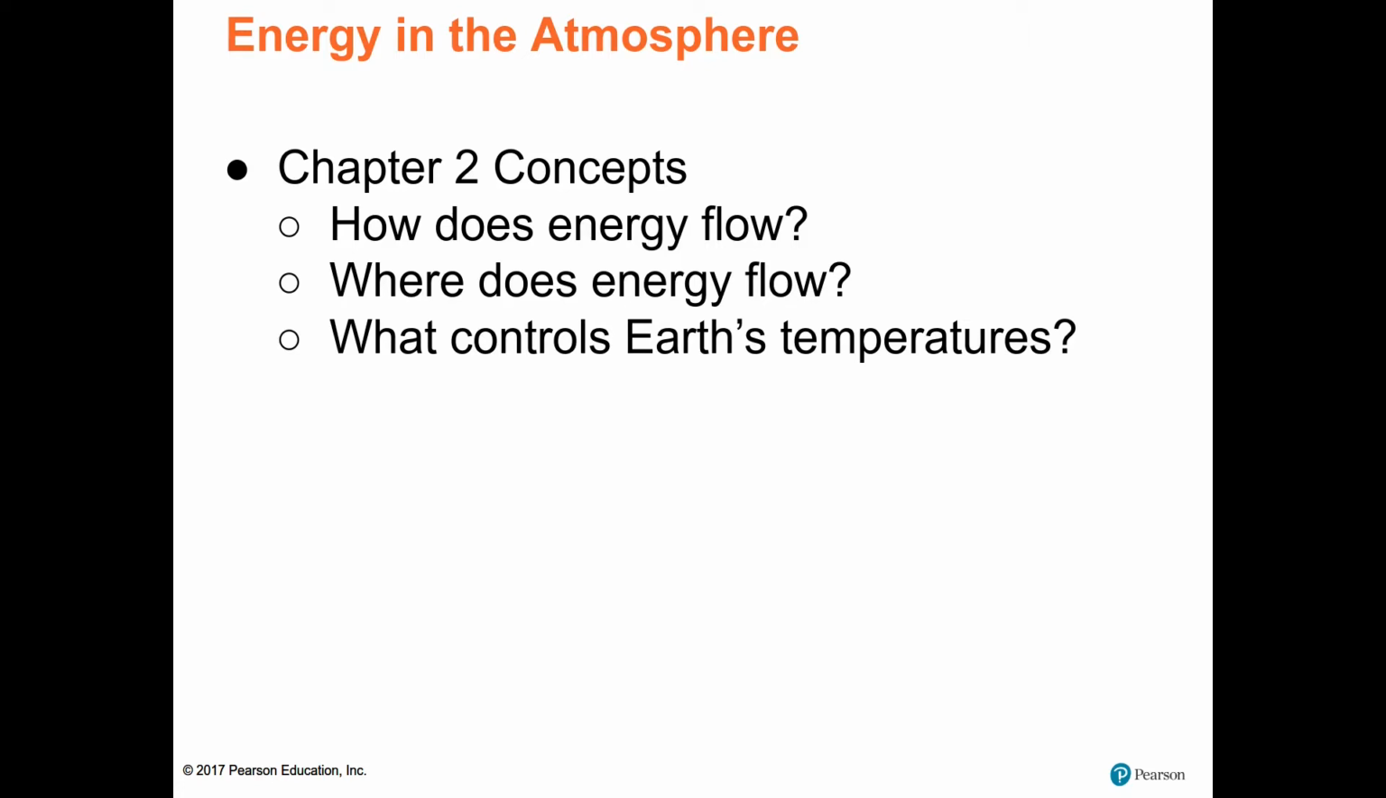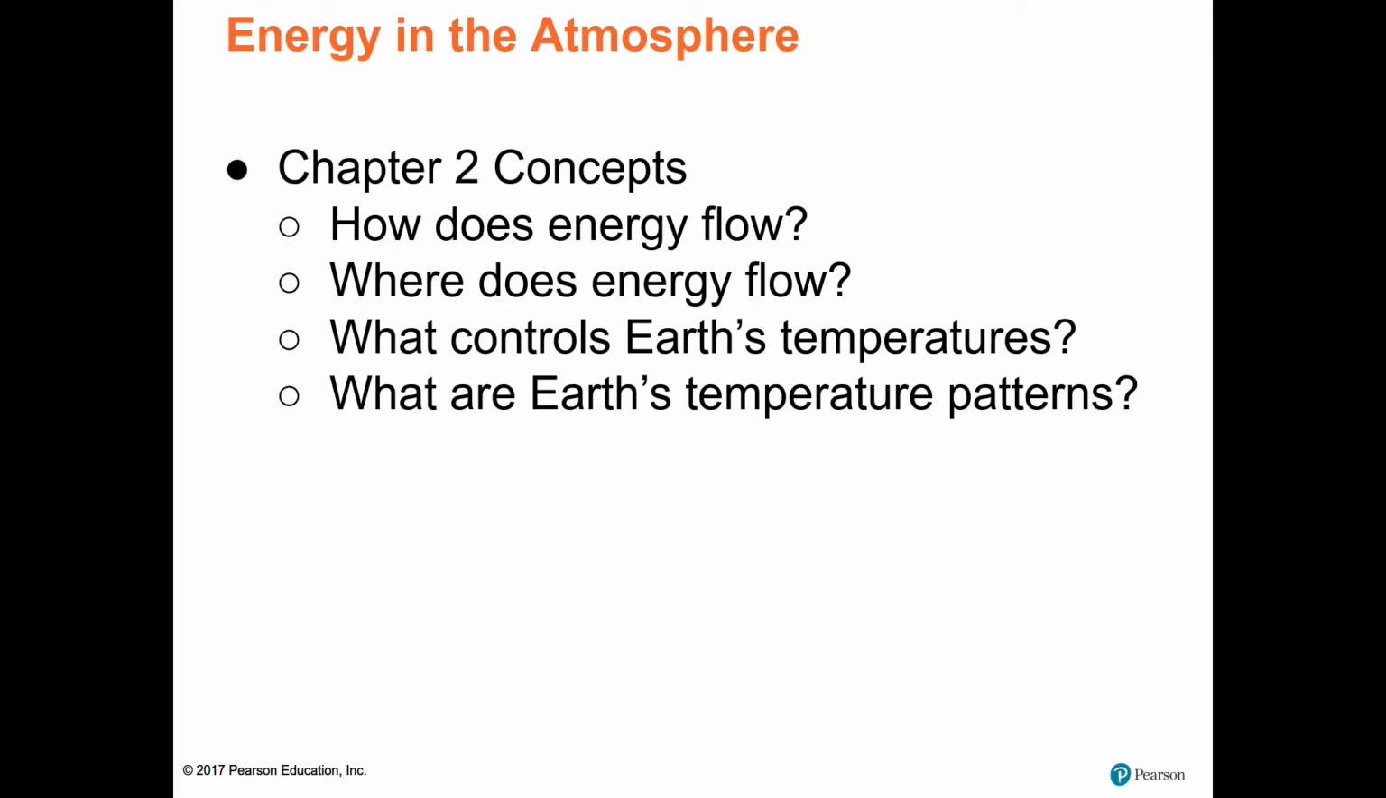What controls Earth's temperatures? You also know the answer to this because 95% of everything in this entire class is just latitude. What are Earth's temperature patterns? You also know that. The tropics are hot, the poles are cold. Tropics have a low range, the poles have a high range, latitude.